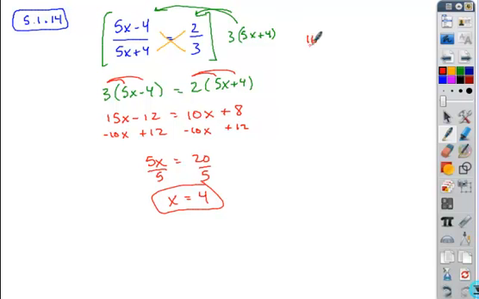5 times 4 is 20. 20 minus 4 is 16. 5 times 4 is 20. Minus 4 is 16. 5 times 4 is 20 plus 4 is 24. Does this reduce down to 2/3? 8 goes into 16 twice. 8 goes into 24 3 times. So yes, it does. Check.